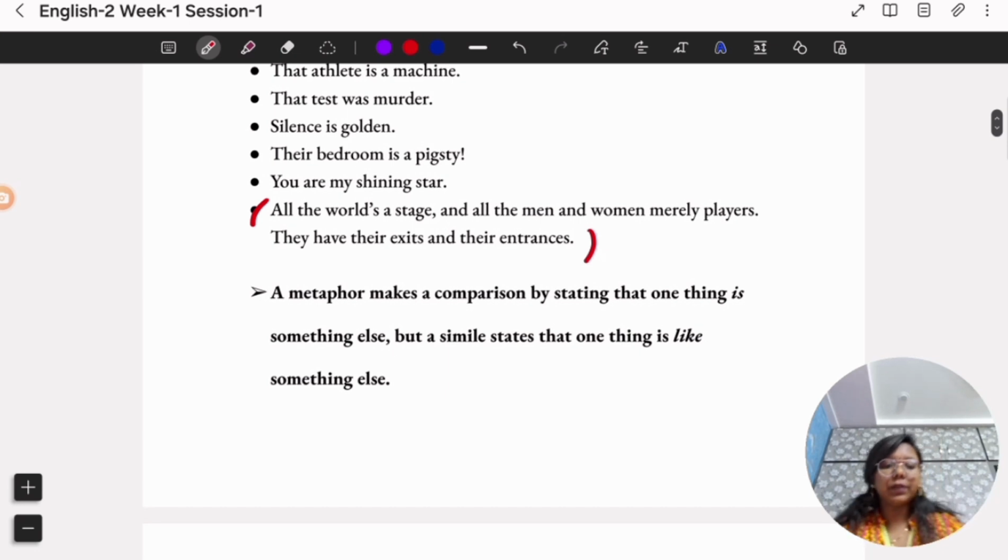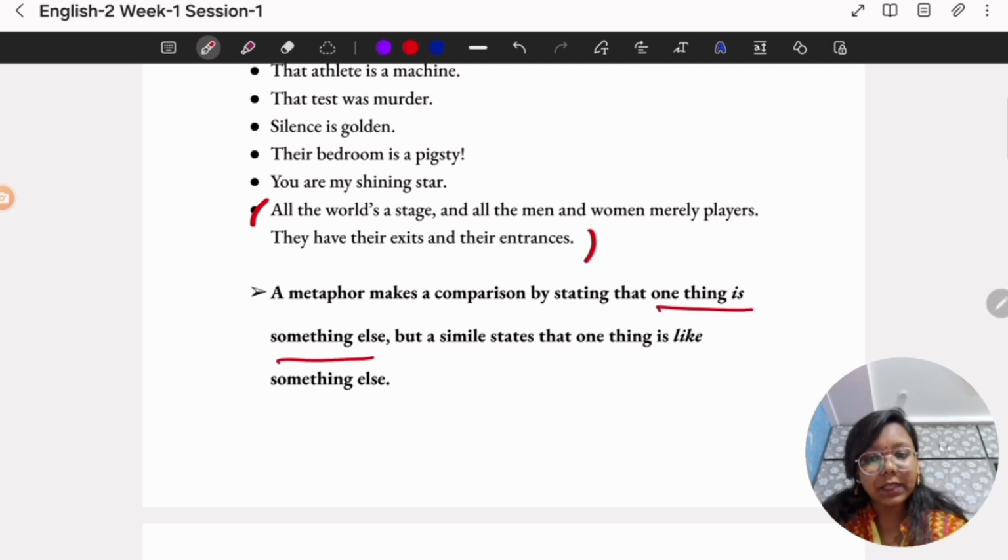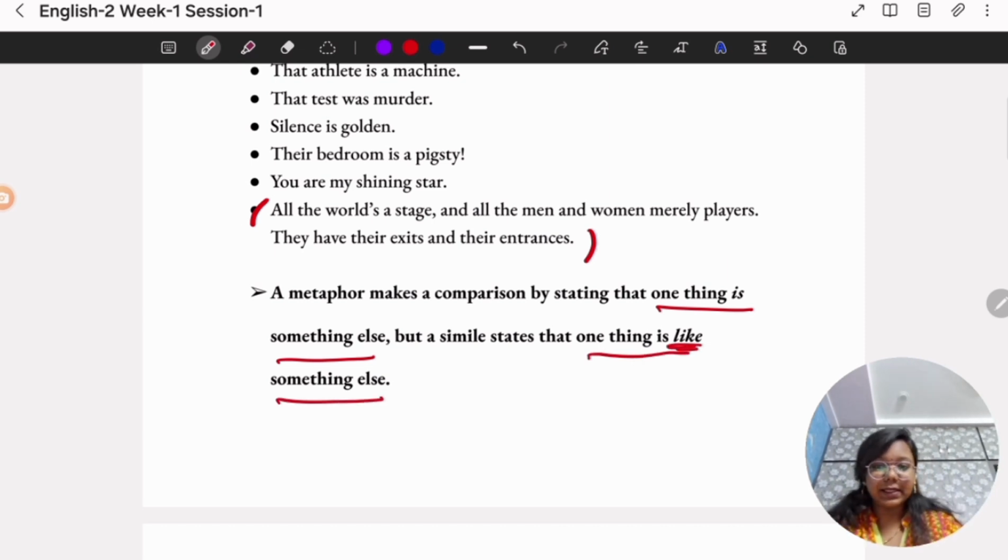So what's the difference between metaphor and simile? A metaphor makes a comparison by stating that one thing is something else. But simile states that one thing is like something else. So that's the only difference. Connectives are used in simile, and in metaphor there are no connectives at all, and we say that one thing is the other.